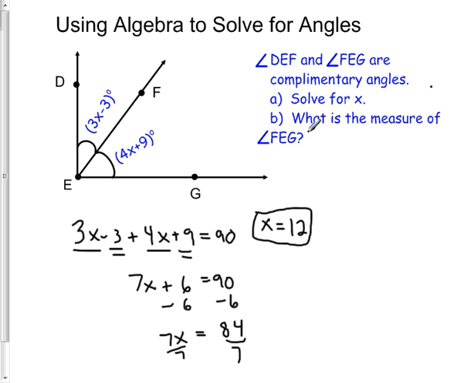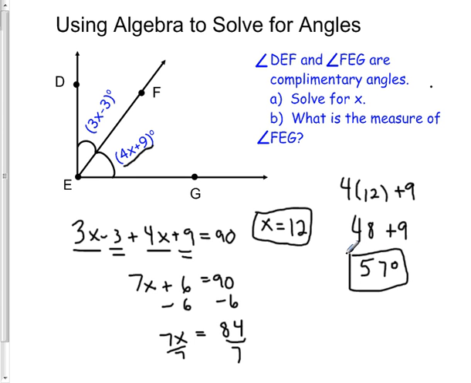Okay, and then part B says, what is the measure of angle FEG? So that's this one right here, 4x plus 9. Well, we just figured out that x is 12, so we're going to go 4 times 12 plus 9. So we just substitute our answer for x back into the equation. So 4 times 12 is 48. 48 plus 9 is 57 degrees. Okay, and that is our angle FEG.